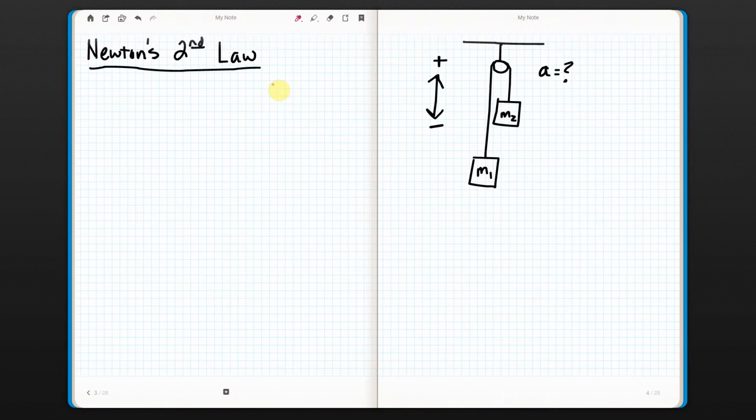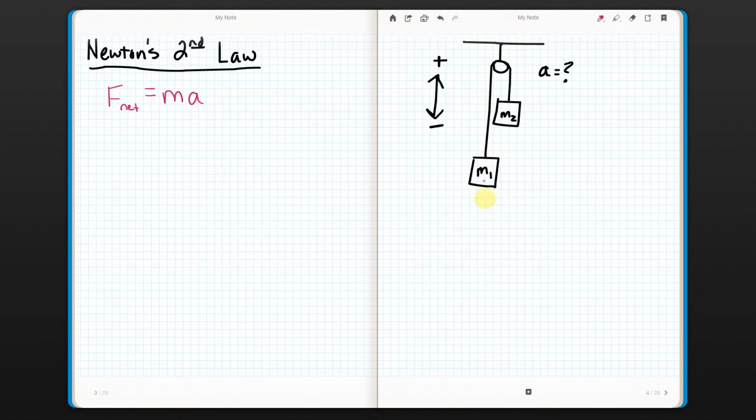Okay, continuing with our review on forces, we're going to look at Newton's second law. Newton's second law states that the net force on an object is equal to the mass of that object times the acceleration of that object. That's all very well and good, but what do we do with it? So we're going to look at a classic problem. It's over here on the right.